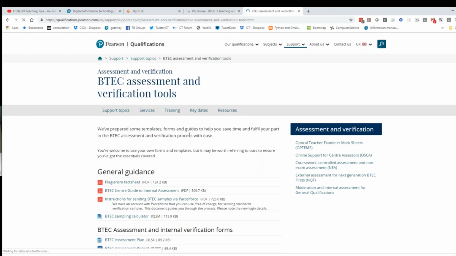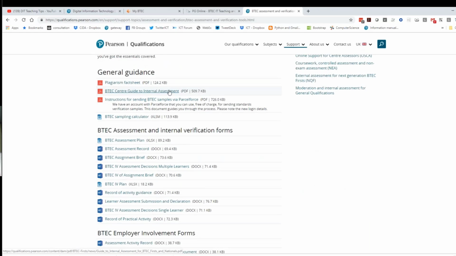You need to read the BTEC Centre Guide to Internal Assessment. The Centre Guide for Internal Verification is being rewritten and will be back up here very shortly. But these guides are very important, and they help you understand what the guidelines are with respect to feedback, what you can and can't say, how resubmissions work, and how resits work. What are the sample sizes?